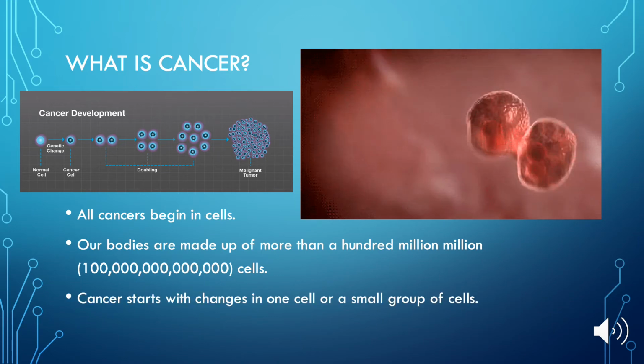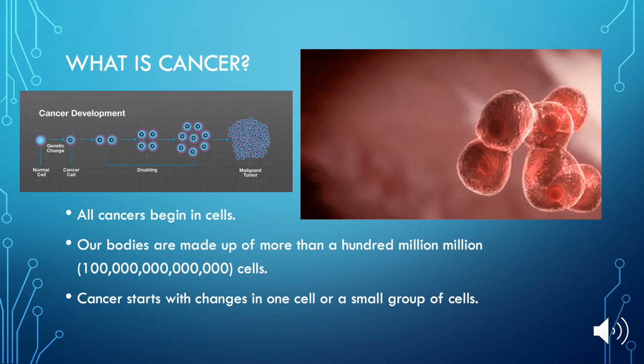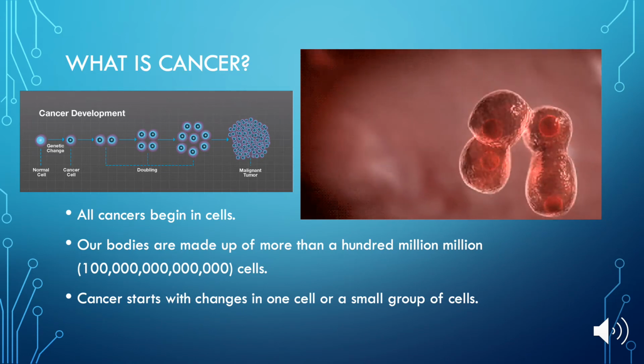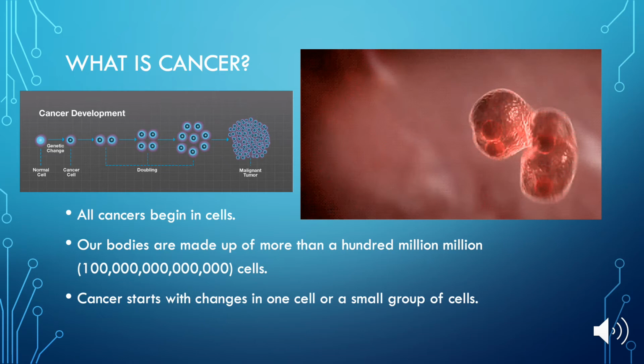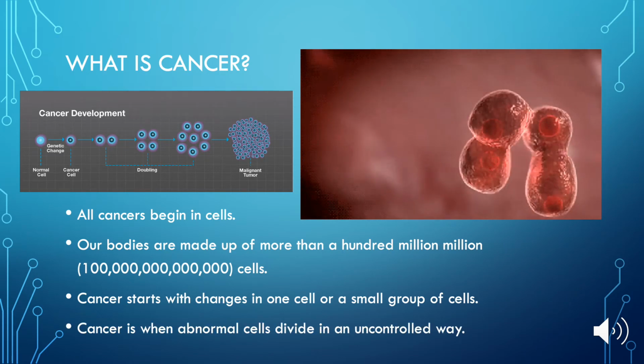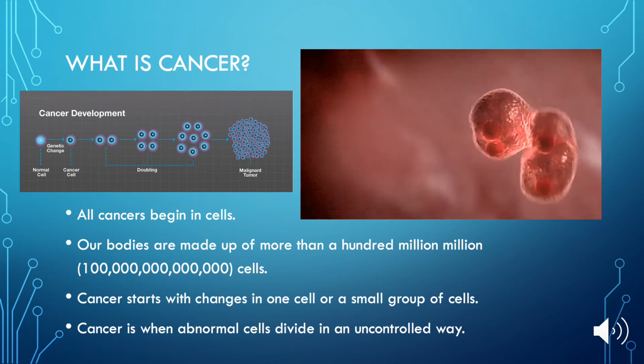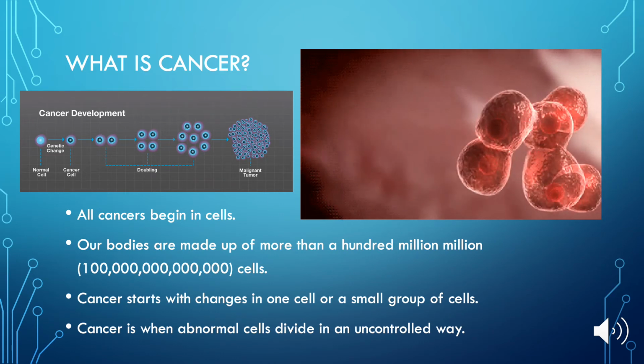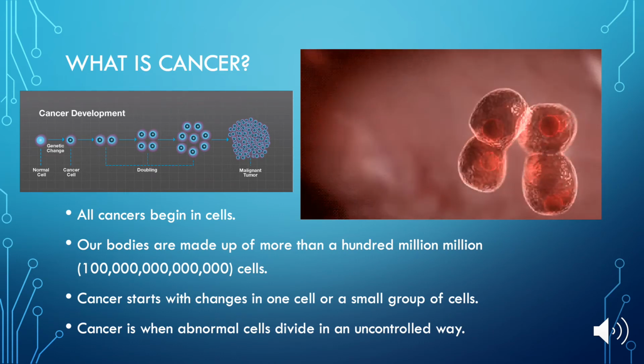And cancer begins with changes in one cell or a group of cells. So in this diagram and in this picture, you can see a normal cell and a cancer cell. And cancer essentially is when abnormal cells divide in an uncontrollable way, such as shown in the diagram above.